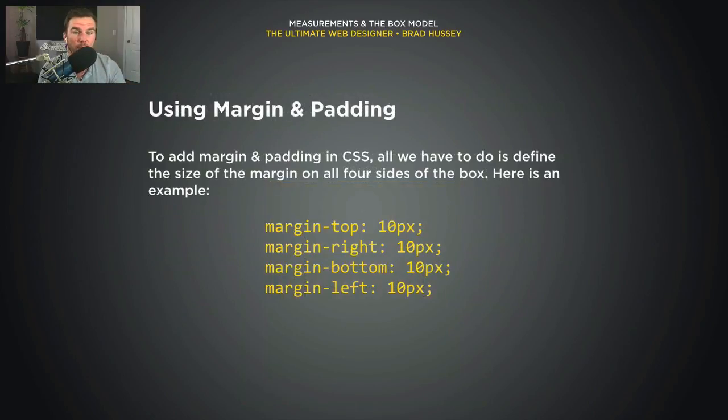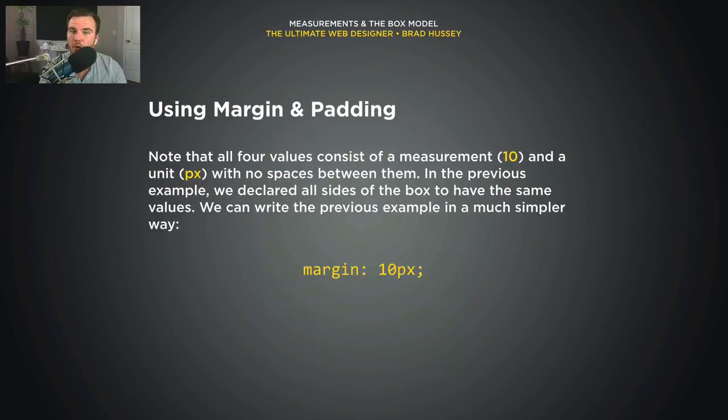In order to add margin and padding in CSS, all you have to do is define the size of the margin on all 4 sides of the box. Here's an example. Margin top, right, bottom, and left. They all have 10 pixels of margin. Note that all 4 values consist of a measurement of 10 in that previous example, and a unit, pixel, with no spaces between them.